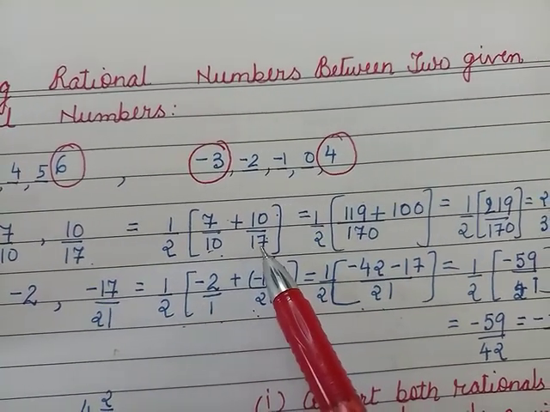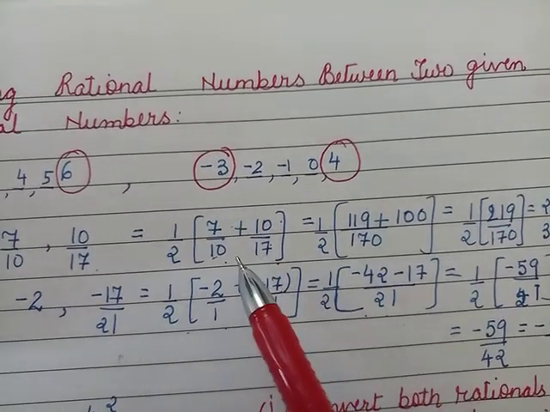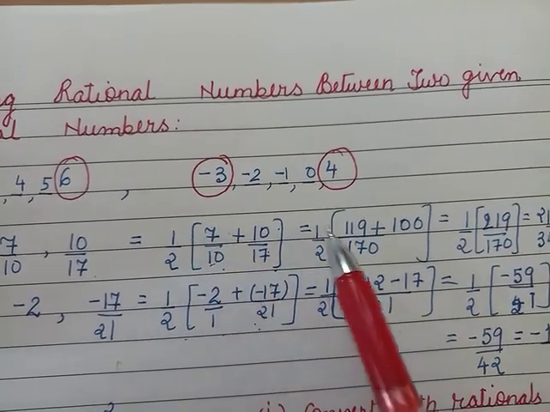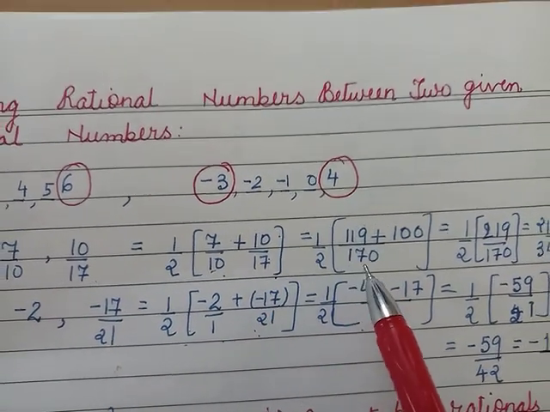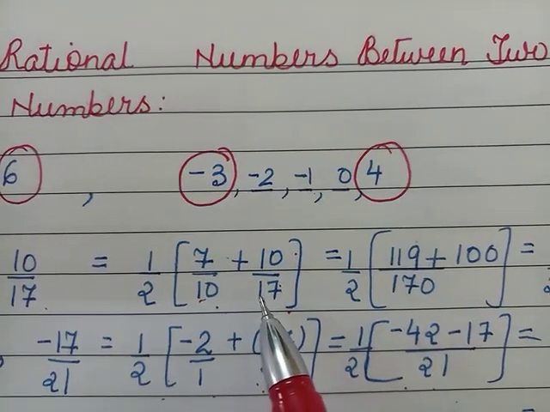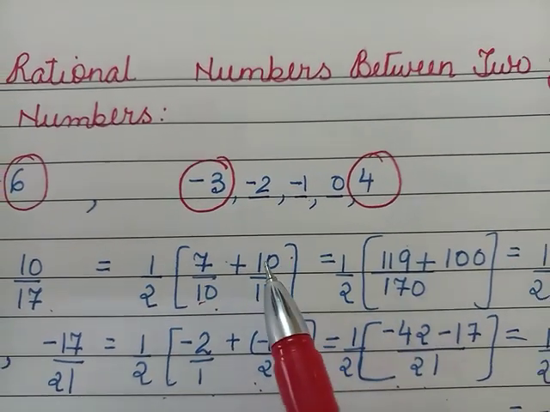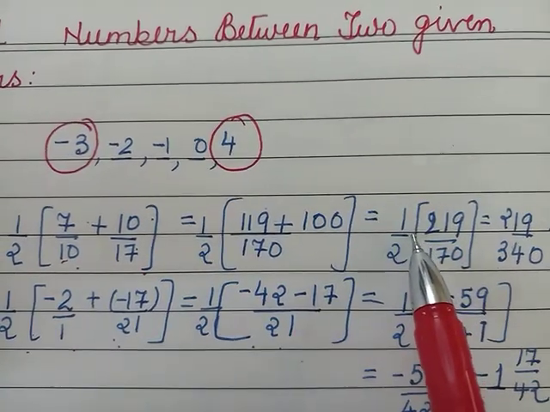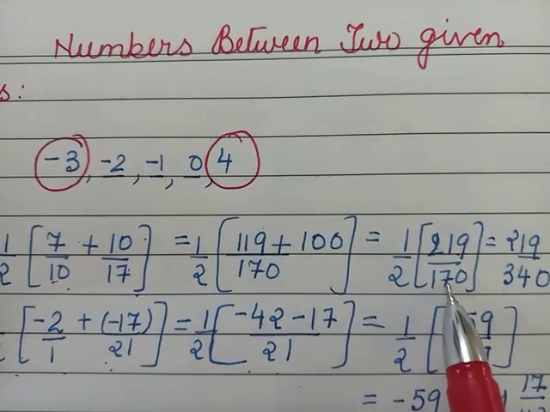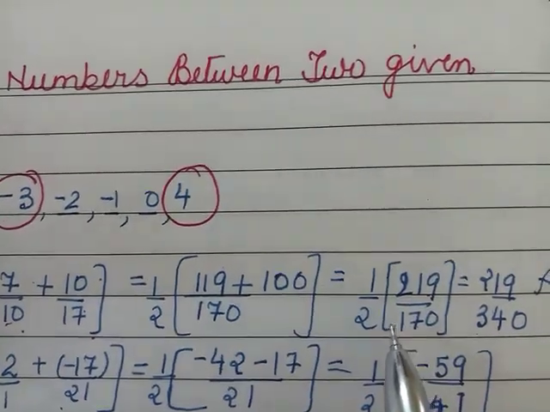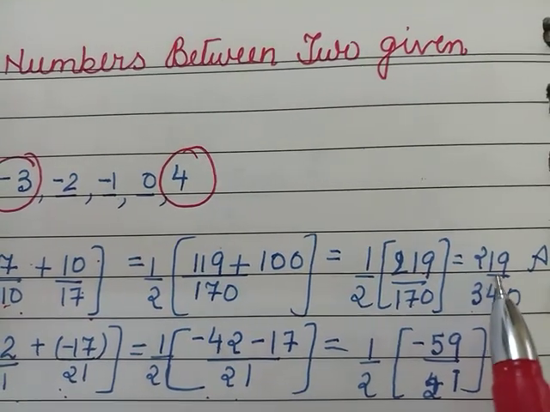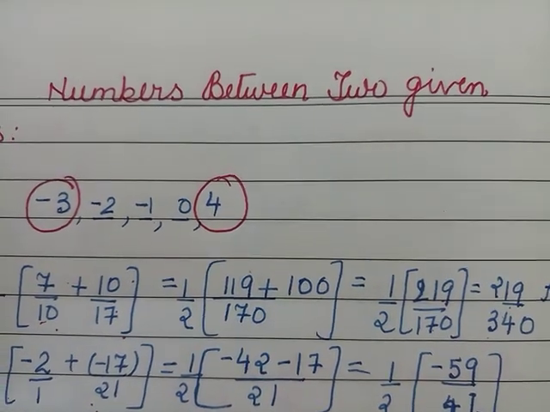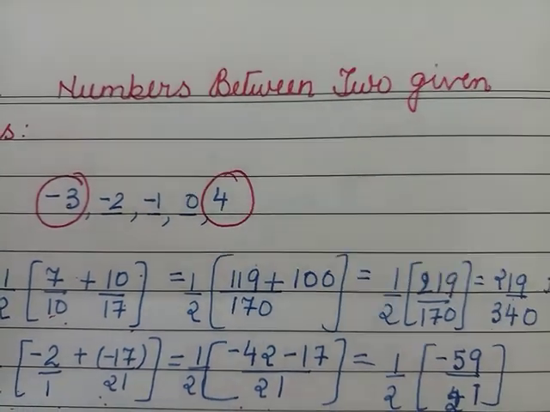10 and 17, LCM will be 170. 170 divided by 10 will give you 17. 17 into 7 will give you 119. Now 170 divided by 17 will give you 10. 10 into 10 will give you 100. This way when we add both, what do we get? 219 by 170. As the sum is to be divided by 2, what does the answer become? 219 by 340. So when we have to insert only one rational number, we add both and divide it by 2.